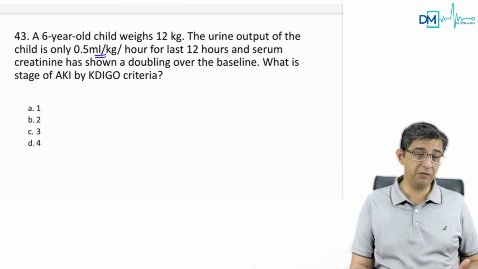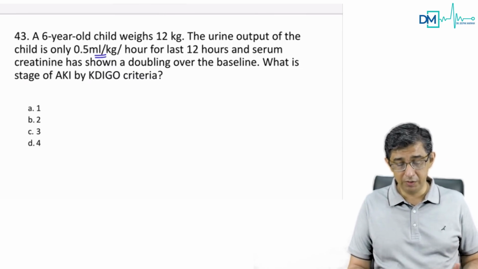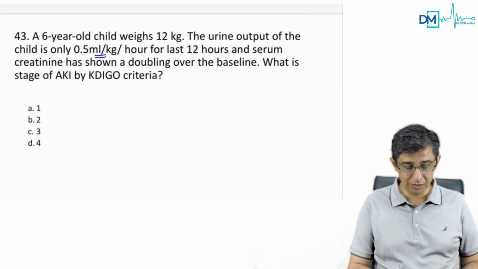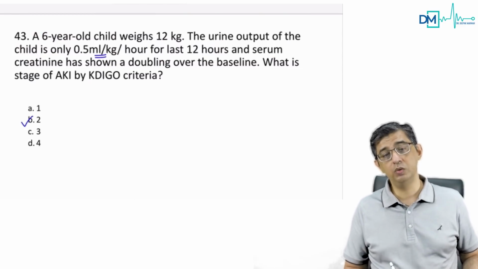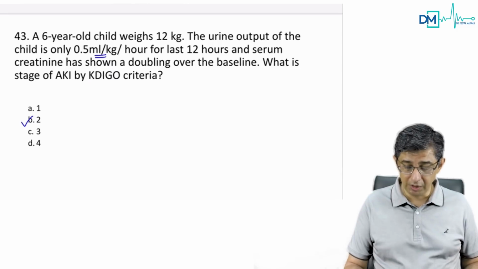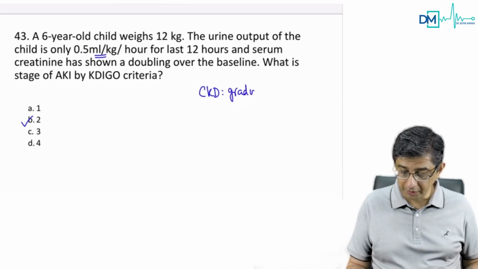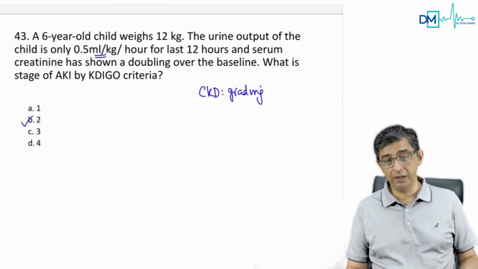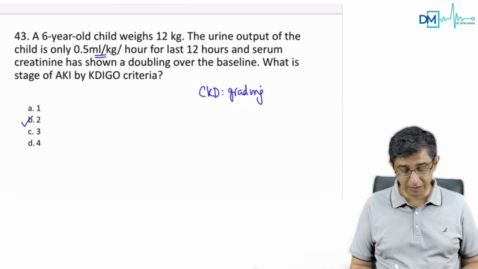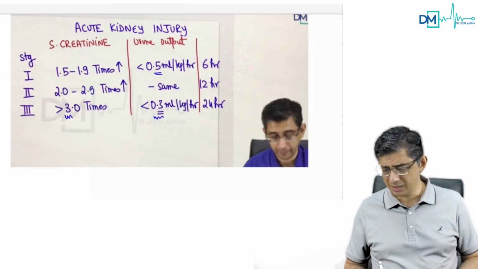This is 0.5 ml per kg per hour for the last 12 hours with doubling of serum creatinine. So you can see from the table that the correct diagnosis of this person would be stage 2 AKI. And for CKD, it is not a stage. In CKD it is grading. In chronic kidney disease we have grading, and in acute kidney injury we have staging. So if you go through this table, it's simple.